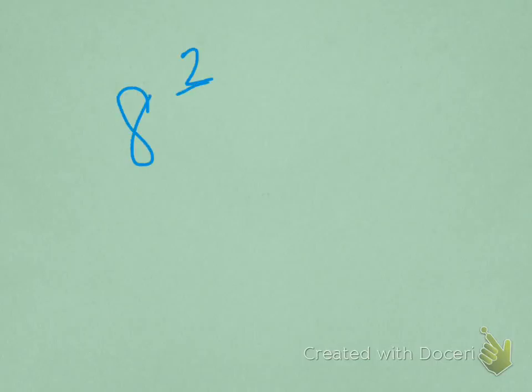8 2/3. Again, I'm going to immediately identify my index. So I'm going to write this here. There's my index. I'm finished with that number now. I can check it off.